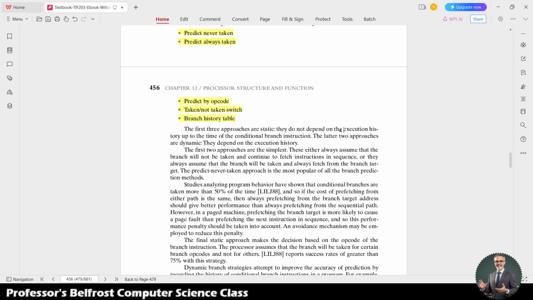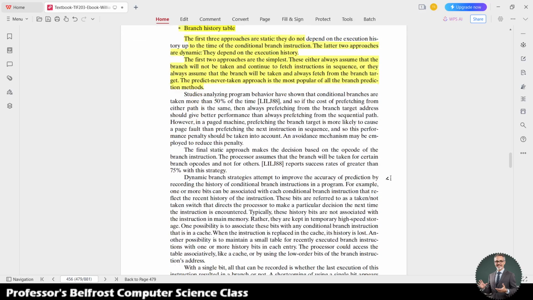The first three, predict never taken, predict always taken, and predict by opcode, are static. They do not depend on the execution history up to the time of the conditional branch instruction. The latter two approaches are dynamic, in that they depend on the execution history. The predict never taken and predict always taken approaches are the simplest. They either always assume that the branch will not be taken and continue to fetch instructions in sequence, or they always assume that the branch will be taken and always fetch from the branch target. The predict never taken approach is the most popular one.